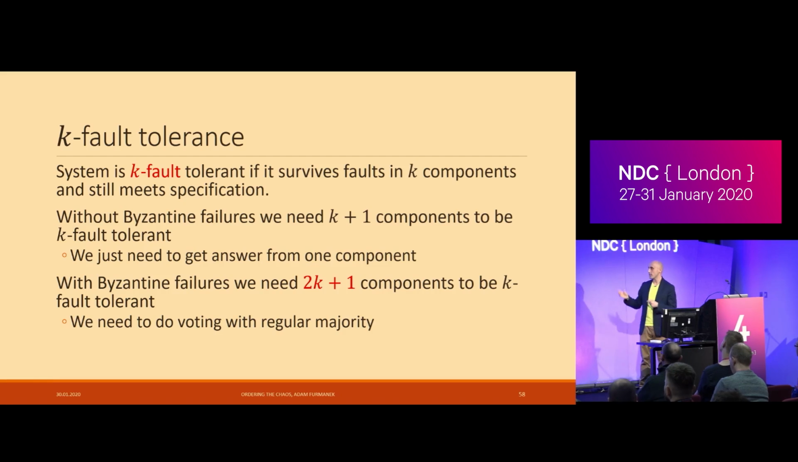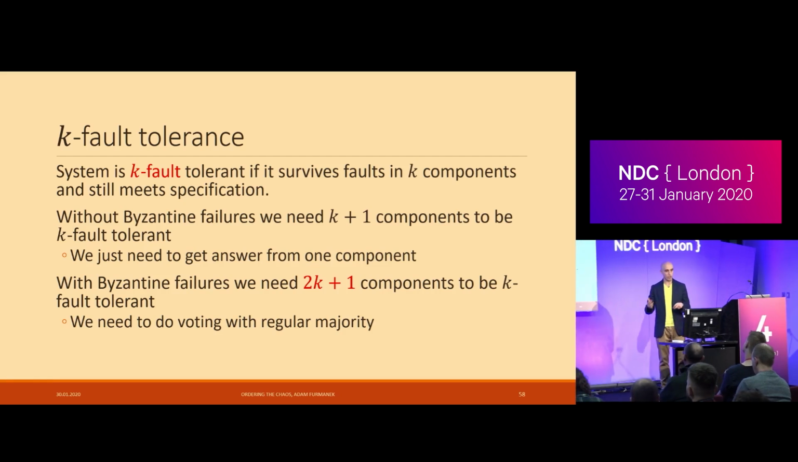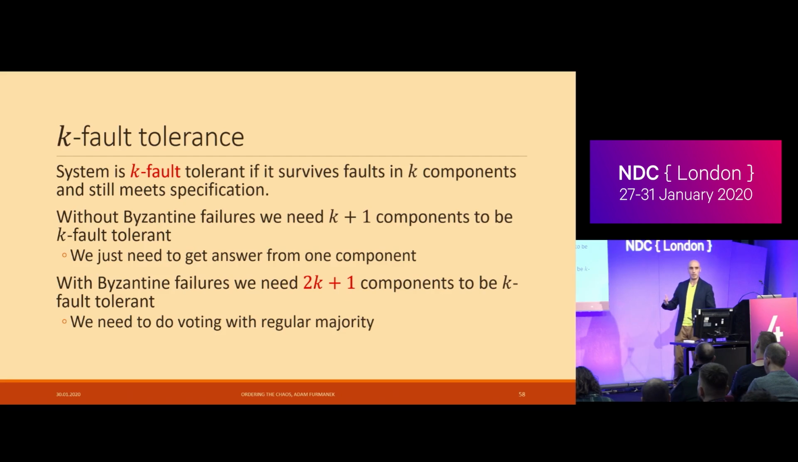The answer is, in that super simple situation when we don't have Byzantine failures, it's k plus 1. Why? We just ask every single one of the k plus 1 systems, and one of them must be working properly because only k are allowed to die, yes?